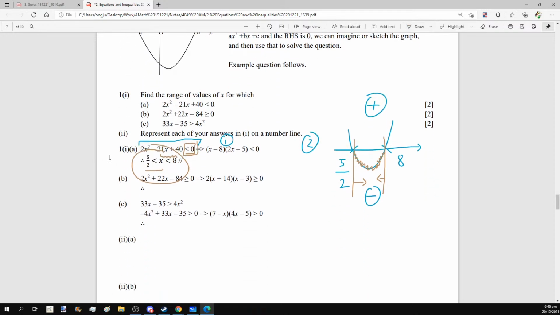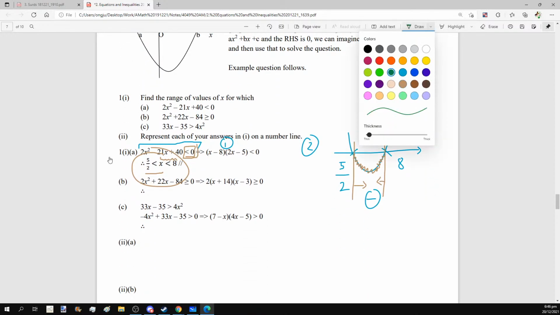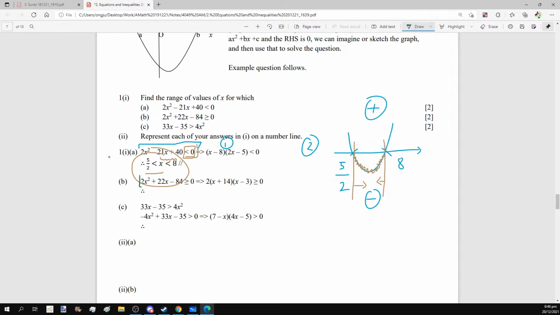Similar thing for part B. Part B gives us a different math problem. They tell us that you have this 2x squared plus 22x minus 84 greater than or equal to 0. So again, step 1, factorize. Step 2, we will draw the graph. This is also a U shape, and it cuts, in this case, at negative 14 and positive 3. We have positive on top, negative below.